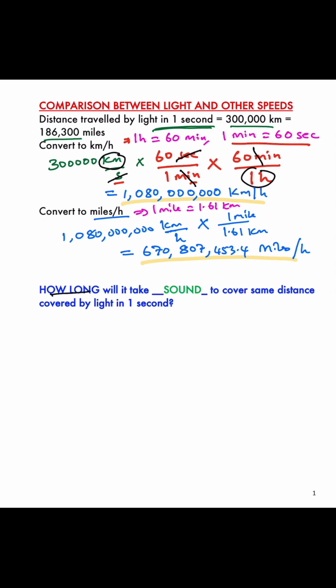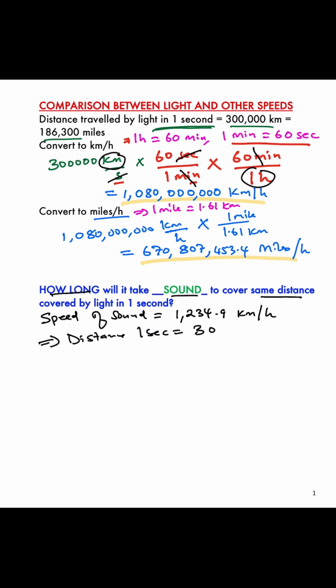How long will it take sound to cover the same distance? In order to answer that question, we need to know the speed of sound equals 1,234.9 kilometers per hour. The distance covered by light in 1 second equals 300,000 kilometers. So how long will it take sound to cover the same distance that light covers in 1 second? We'll take the 300,000 kilometers times the speed of sound, but we want to use the speed of sound in such a way that kilometer will cancel with the kilometer here.